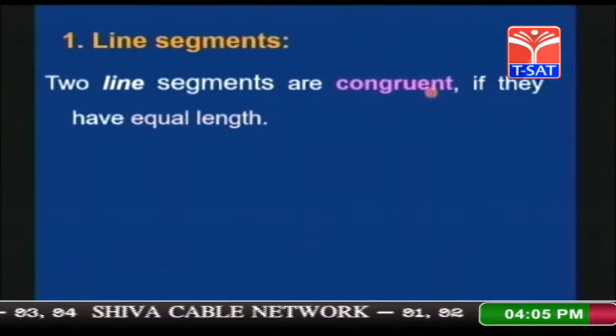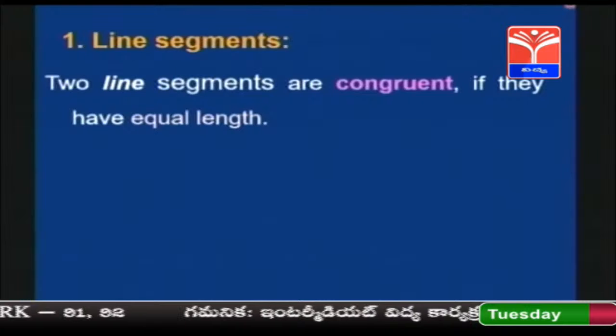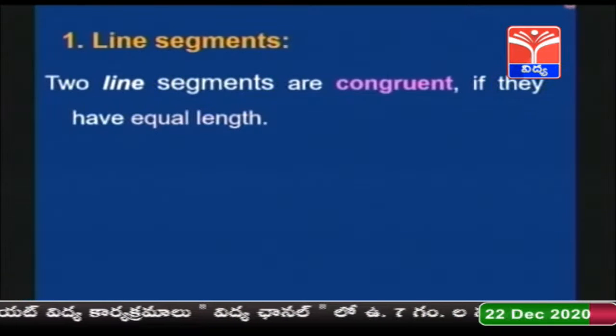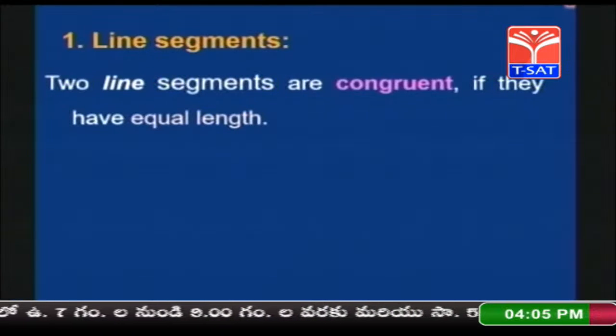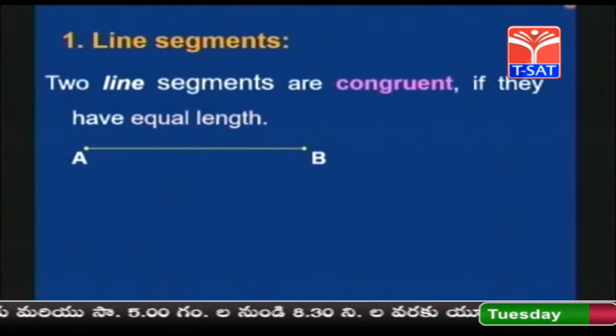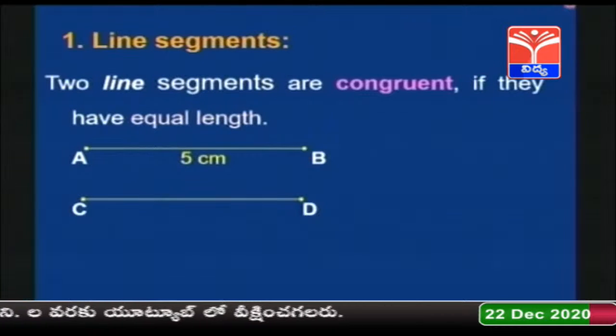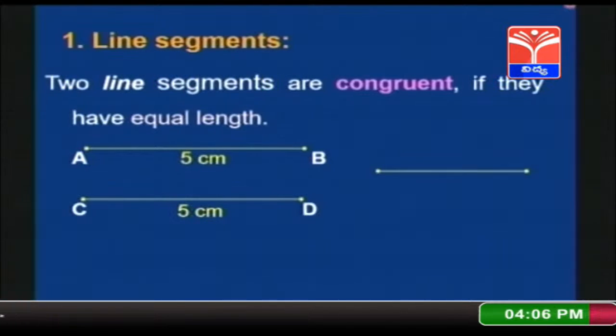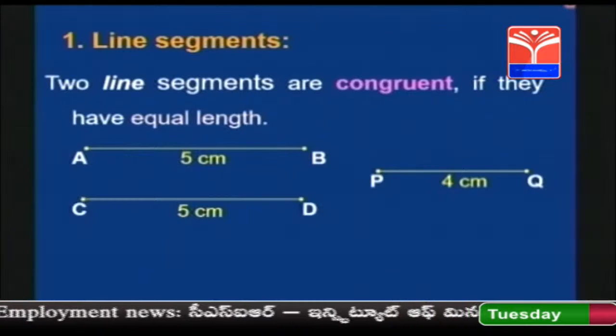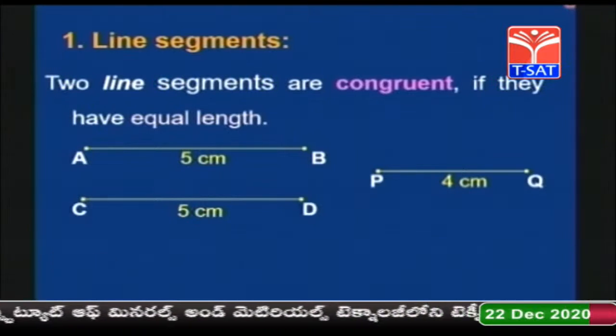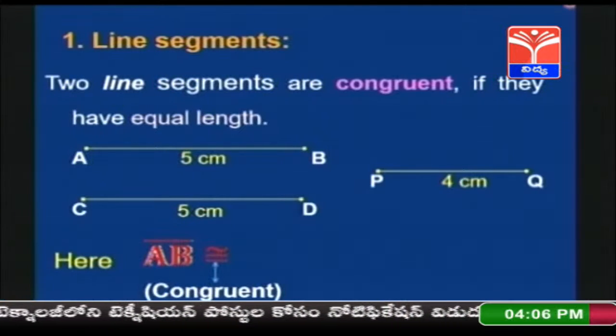Line segments. In your earlier classes, you have already learned the concepts of congruency of line segments. Now see, two line segments are congruent if they have equal length. Means while comparing the congruency of two line segments, if they have equal length, then they are congruent. See, observe here, AB is a line segment of length 5 centimeters, CD is another line segment of the same length, 5 centimeters, and PQ is a line segment of length 4 centimeters. Now students, identify the congruent line segments. Yes, AB and CD are congruent line segments because they are equal in length. AB line segment has length 5 centimeters, CD line segment has length 5 centimeters, hence they are congruent, and we denote mathematically like this: AB is congruent to CD.